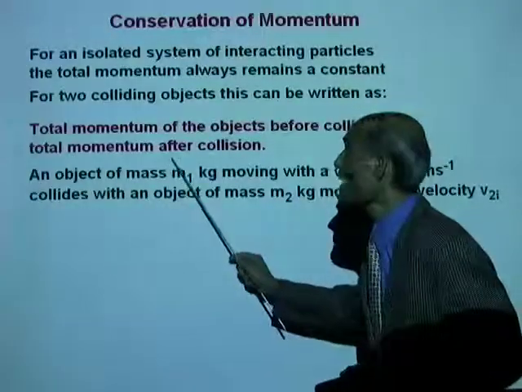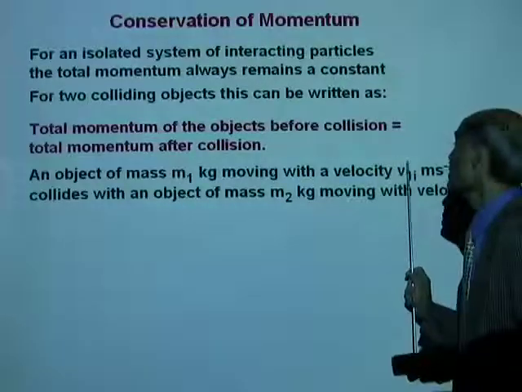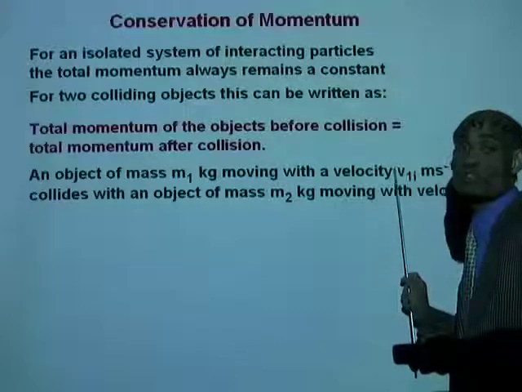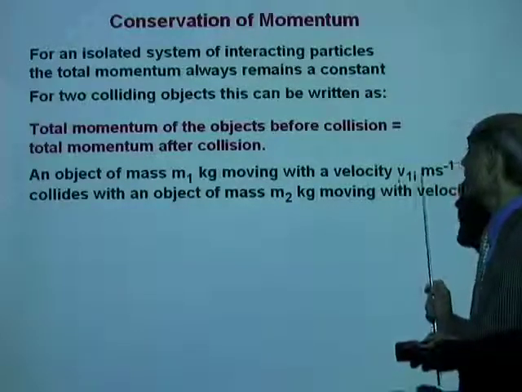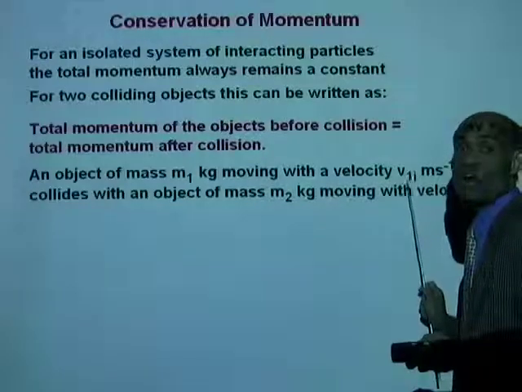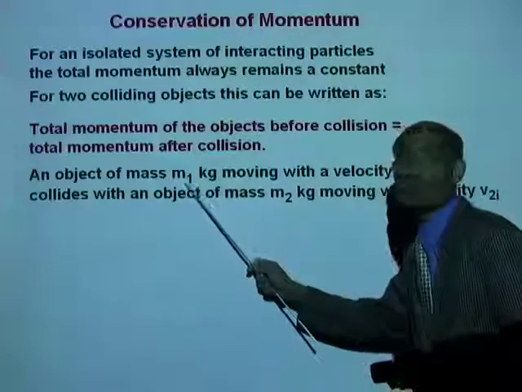An object of mass m1 kilogram moving with a velocity v1i. I want you to familiarize yourself with these notations. What does v1i stand for? Initial velocity of the first object. m1 is the mass of the first object.